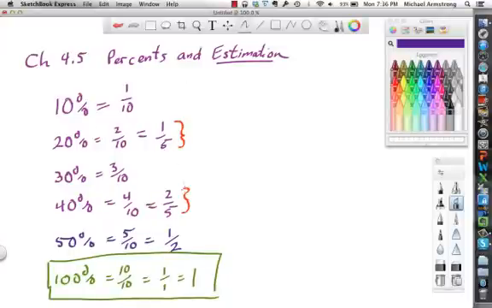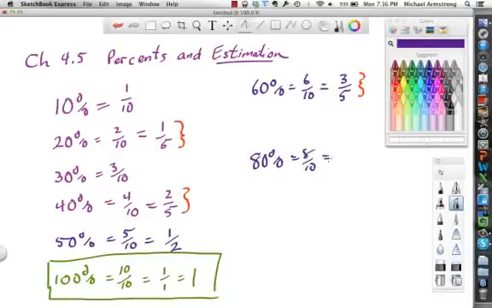Okay, this is our 100%, but we're going to fill in some gaps here. We still have 60%, which is just 6/10, which also simplifies to 3/5. And if you remember, this sort of goes with 1/5, 2/5, and 3/5. 20, 40, 60. Okay, and I guess you might be able to guess that 80%, which is 8/10, is also 4/5. So these all kind of go together, these ones that I'm putting in red.